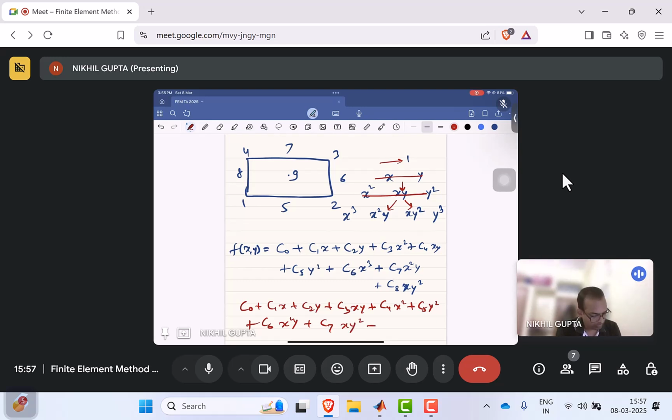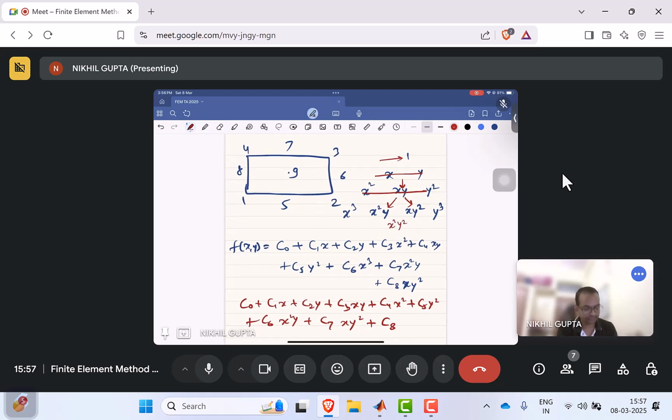Now the problem is if you go there, you will give weightage to x cube or y cube. So you can't go there. You have to go to x square y square. Okay, this is the thumb rule. You can't give weightage here or here.